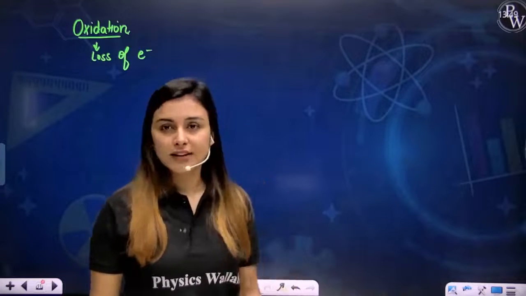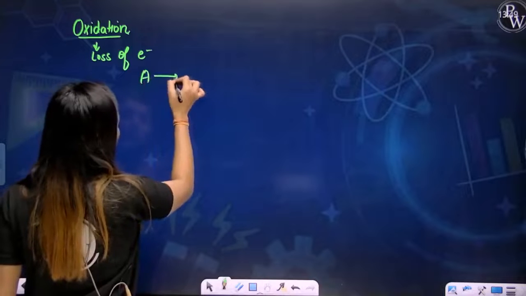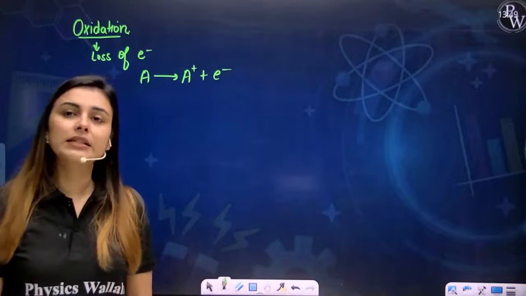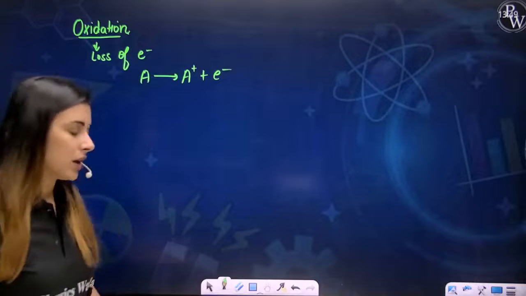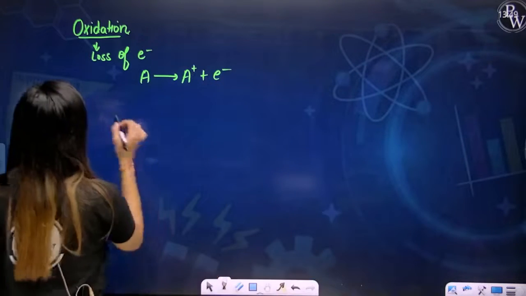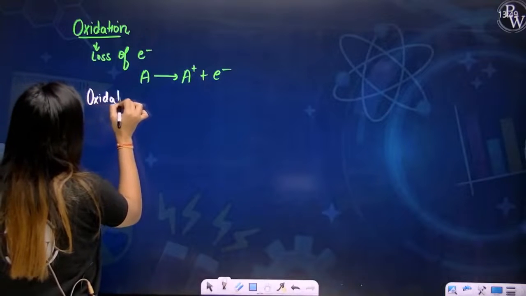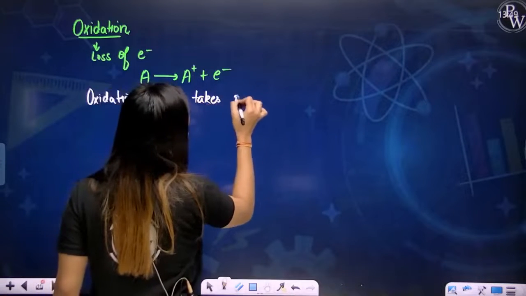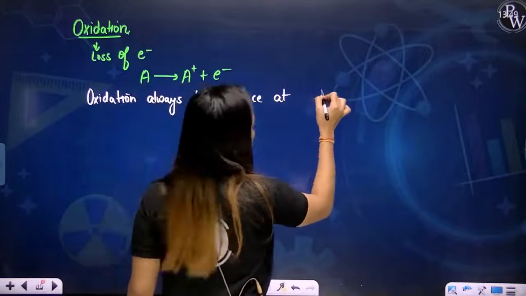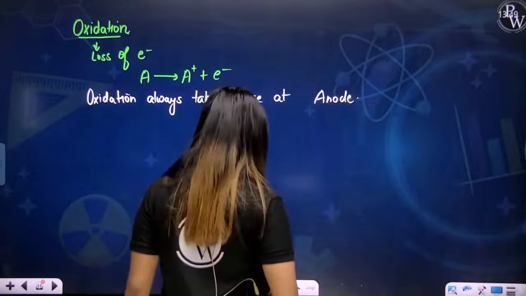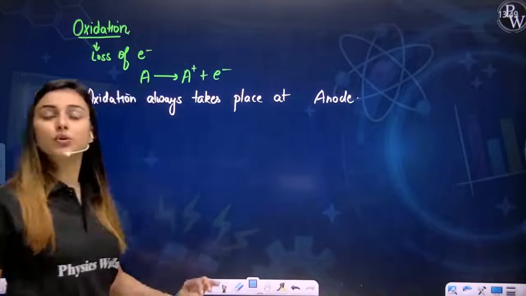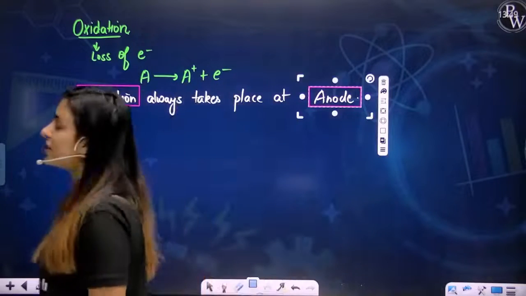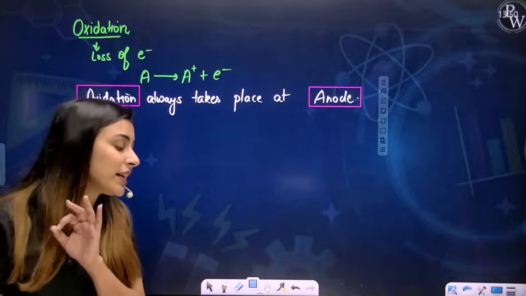Oxidation is always loss of electron. For example, you have A, it will lose an electron and will form A+. This is known as loss of electron. Oxidation is loss of electron. Okay, first and most important thing. The other most important thing is oxidation always takes place at anode, always and always. This is the thing which you need to memorize: whenever you see an electrode, oxidation will always take place at anode. This will never ever change.